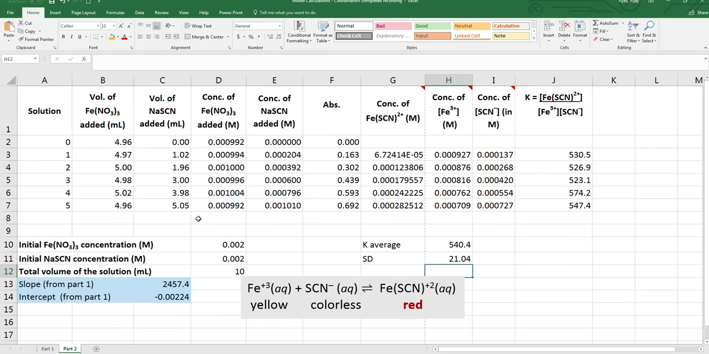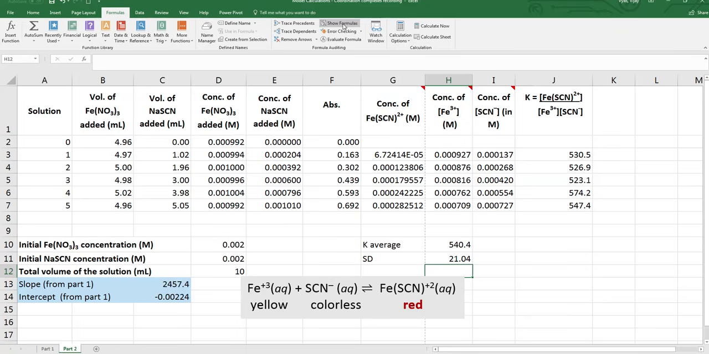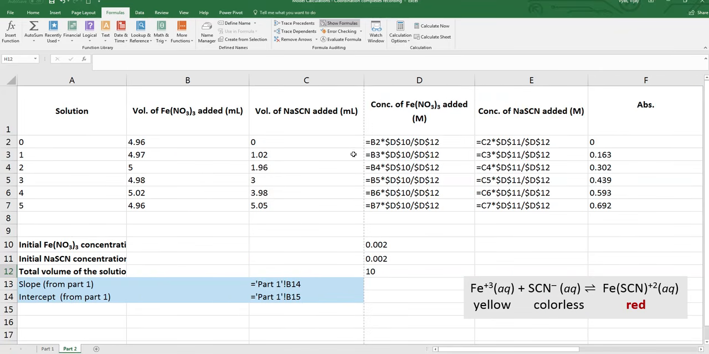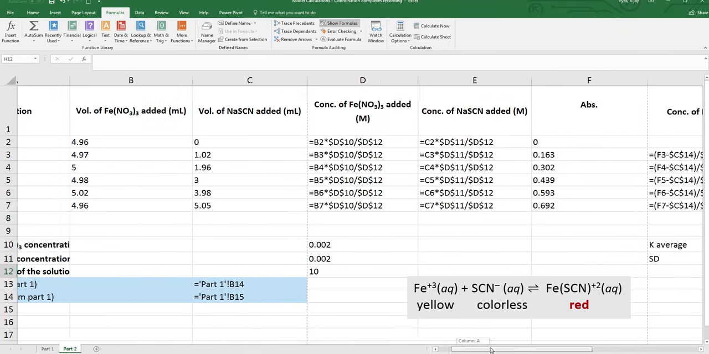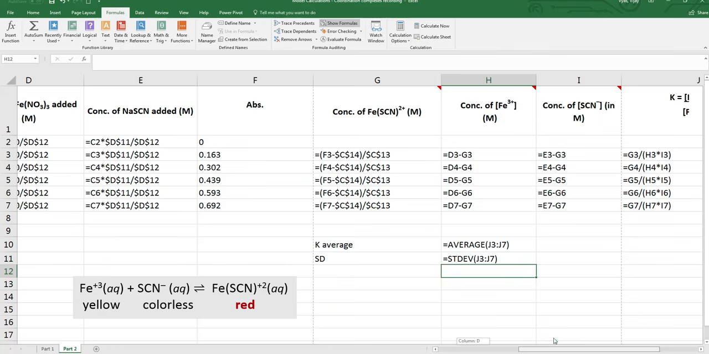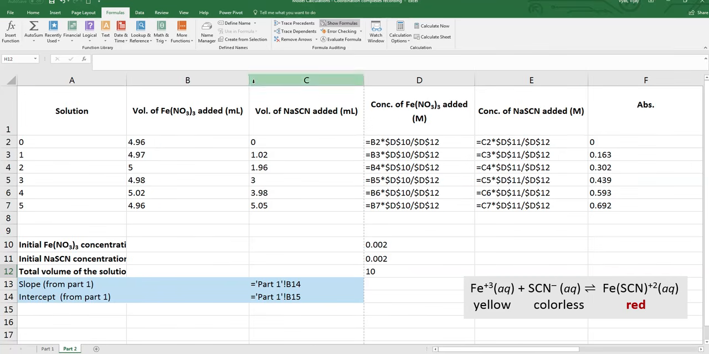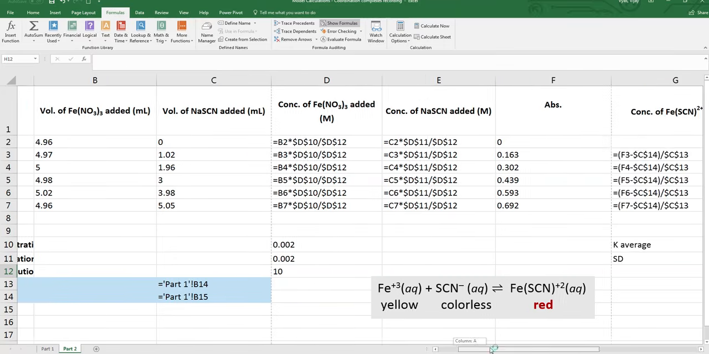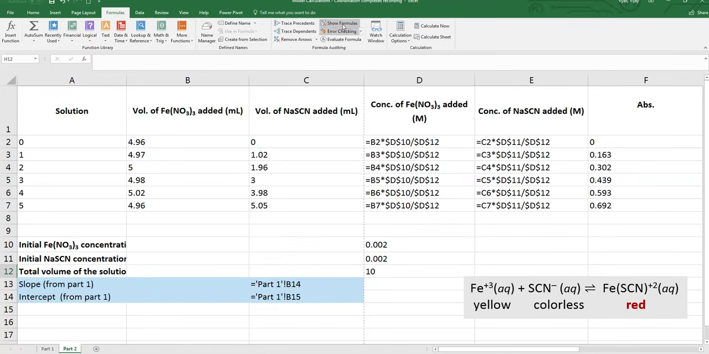Now, if you want to put all these calculations in your lab report, what you can do is simply go to this formulas, and here you click show formulas. That gives you a view of all the formulas that you used. You can just squeeze them together to put them all in one screen.